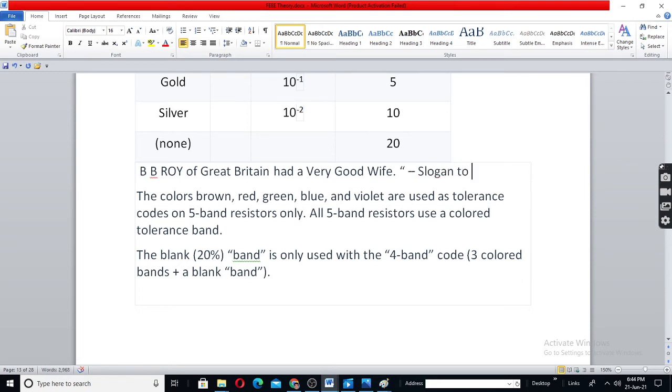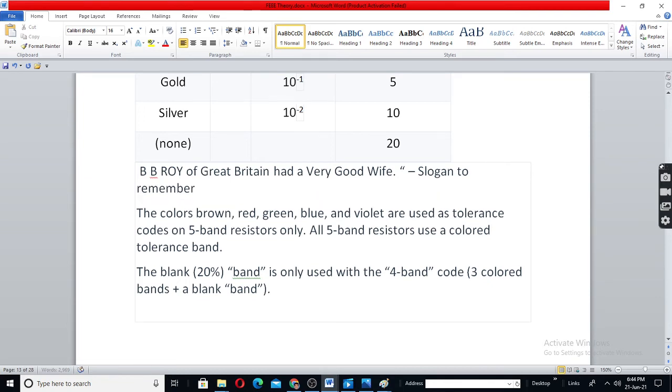to remember the color band values. Okay.